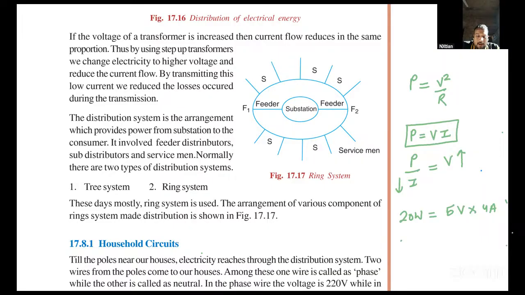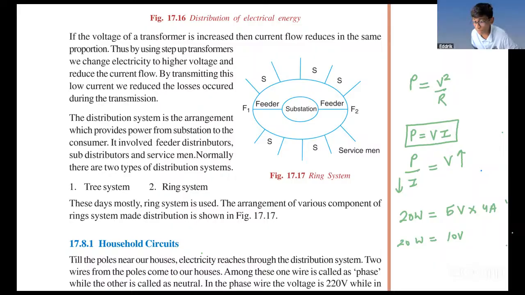The power is same, 20 watts, and I increase the voltage to 10 V. So what will be the current then? 2 amperes. I am keeping the power value same and increasing the voltage. In that case, what will decrease? Current will decrease. Now do the same thing for V is equal to IR.